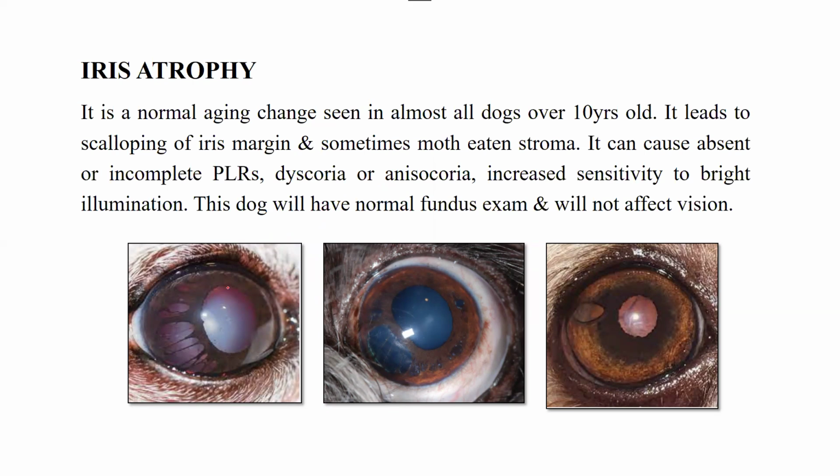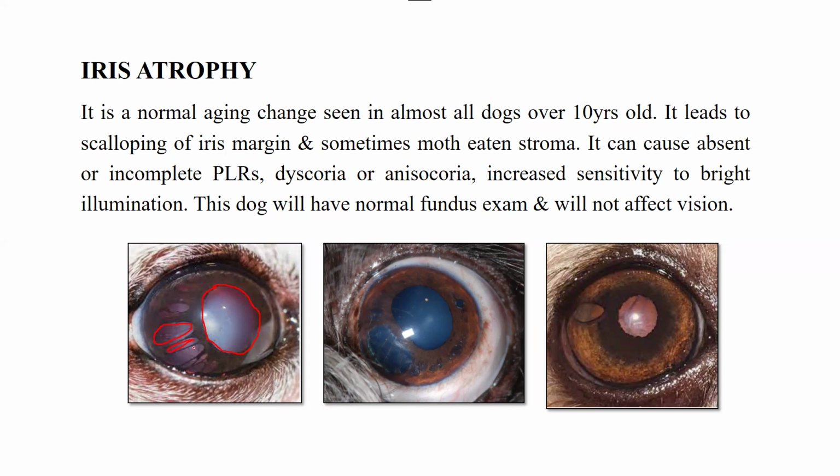So basically, what is the iris? We have talked about the structures of the eye in our first video. This anterior portion, the portion that is inside the eye, is basically the pupil, and this whole portion is the iris. The iris does not normally have these holes, the moth-eaten areas. So what are these areas?